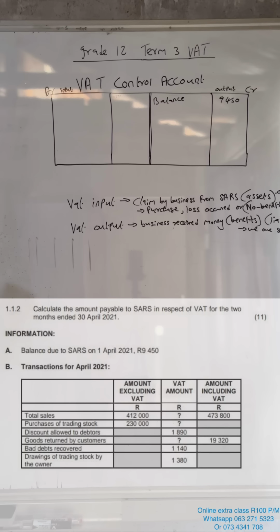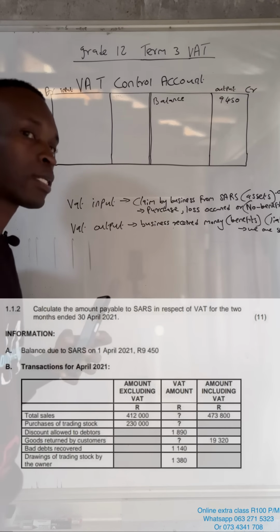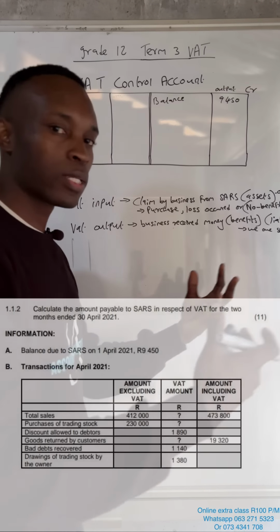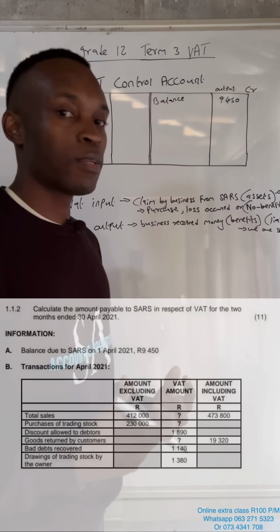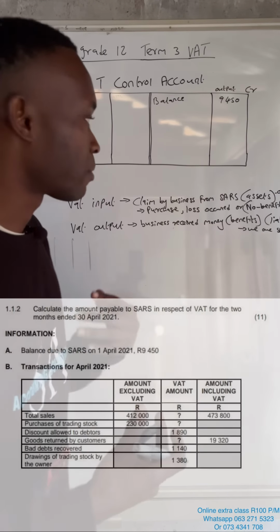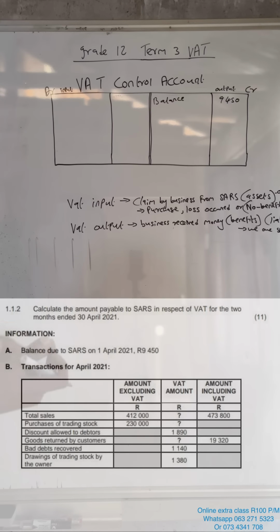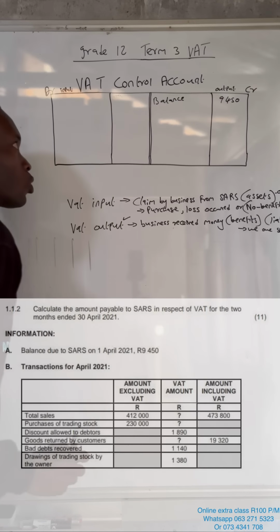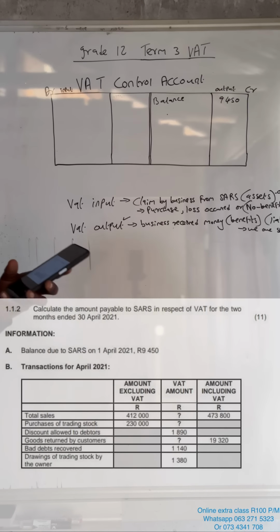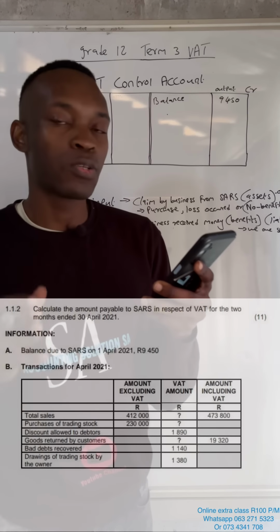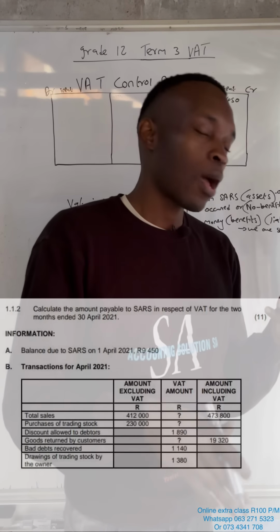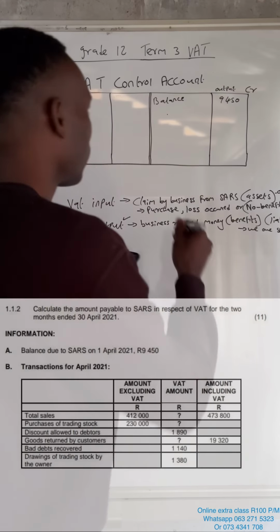Okay, let's check the transaction. There is a total sales. If they said total sales, it means that we benefited because we sold and we received something, whether it's cash or credit, it doesn't matter. We sold, we benefit because the customer is going to give us money. Because we benefited, this is going to be output. So it means that we are going to record this side. So how much are we going to record? The VAT amount is not given, but because they give us inclusive and exclusive, it's going to be simple. It's either you take the amount of exclusive, you say 512 sales.